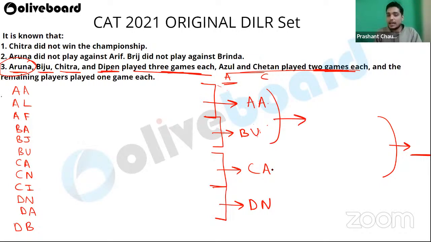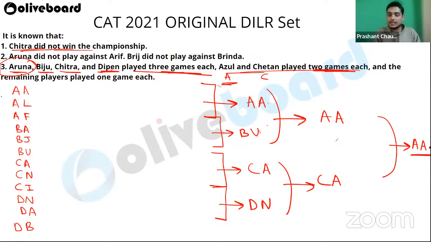Only A will win. And out of these two, who will win? C will win. Okay, so that means here the semi-final winner will be CA, and here the semi-final winner will be AA. Okay, and among these two, I need to decide the winner. And the winner is not Chitra. It is clearly mentioned that Chitra did not win the championship. That means only one option is left, and that is AA.